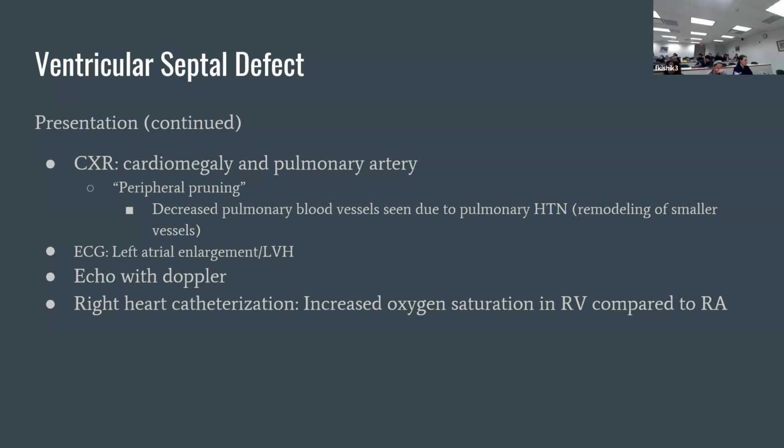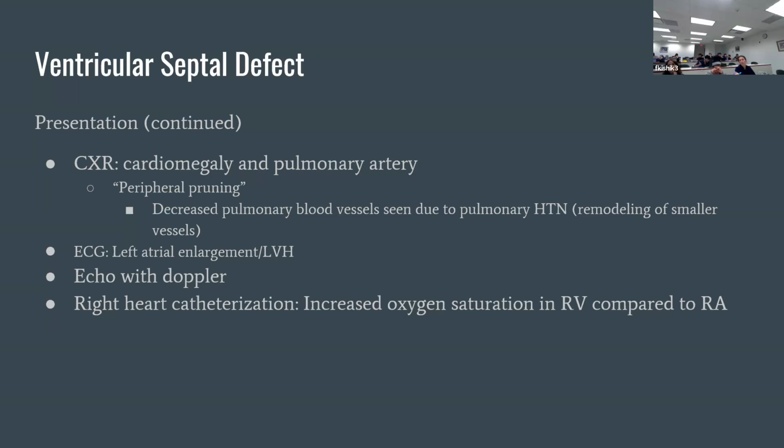How do we diagnose this? You can see this on a regular transthoracic echo with Doppler. And then a right heart cath, we are going to see increased oxygen saturation in the RV compared to the RA. And that makes sense, right? Because the mixing of the blood occurs in the ventricle.